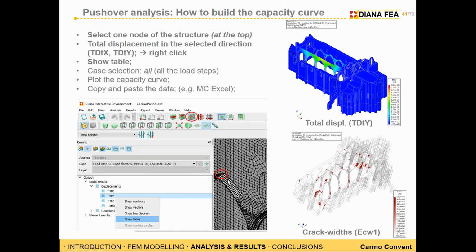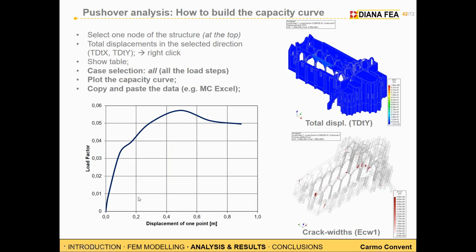So for plotting the capacity curve, we have to go into this visualization, selecting one point at the top of the structure, and then go in the results window, selecting the displacement in the direction we are applying the load, and with the right click we can go to show table, and then a table of data will appear, and then we can copy and paste the data, for example, in Microsoft Excel for plotting the capacity curve.